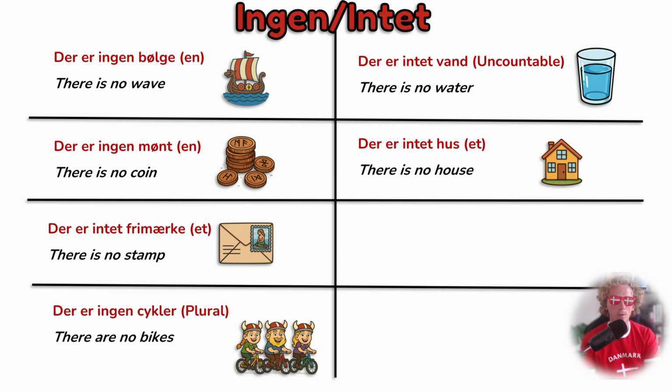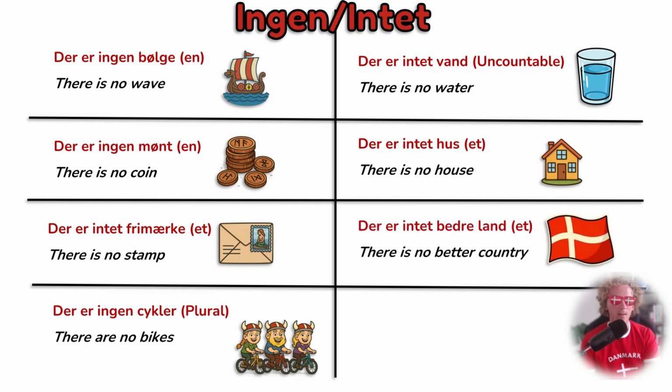Der er intet hus. There is no house. Et word, so we use intet. Very straightforward. Der er intet bedre land. There is no better country. It's called et land, a country.